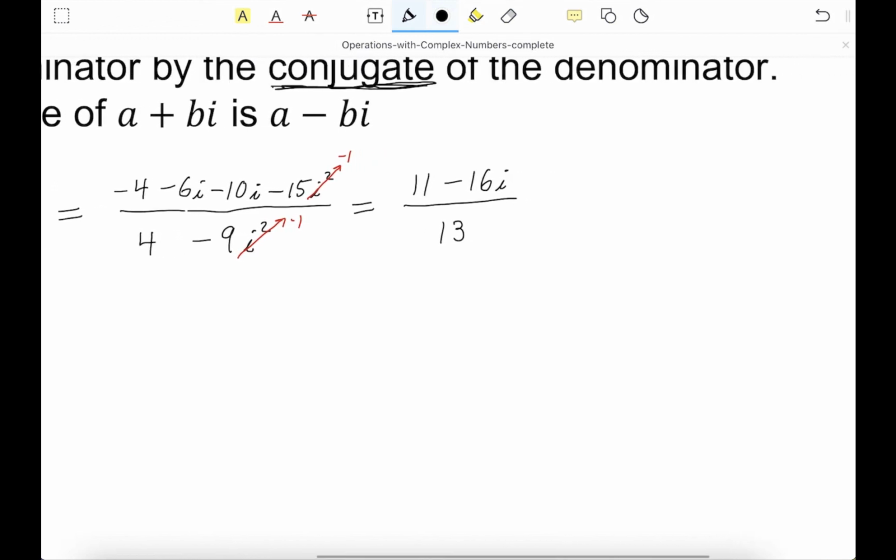And now I'll share my denominator just to make this look more like a complex number. It's 11 over 13 minus 16 over 13i.